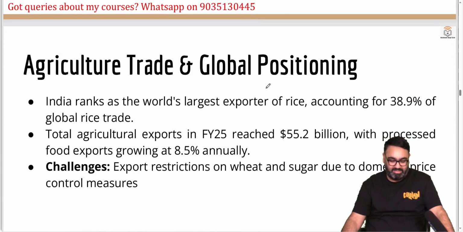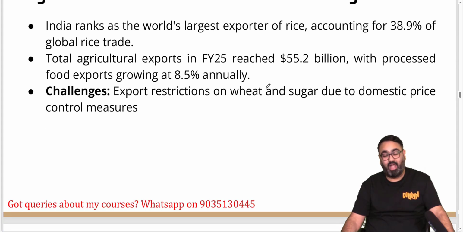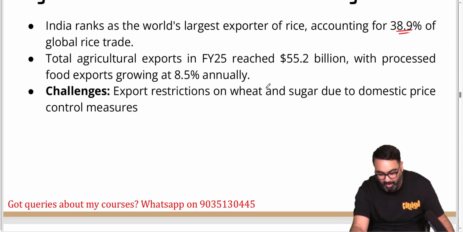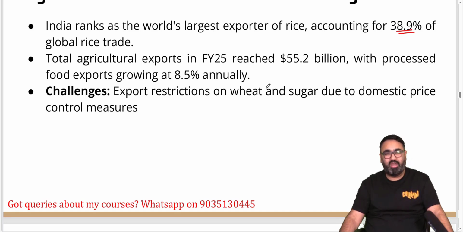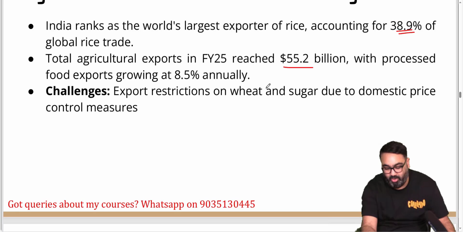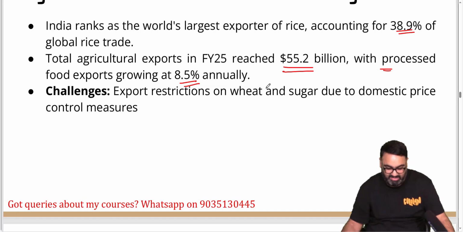The government also is focusing a lot on export. India ranks as the world's largest exporter of rice. About 38.9% of global rice trade happens through India. So it's a very dominating position that we have in terms of rice. Total agriculture export was about $55.2 billion this financial year. And the processed food export is also growing at a very fast pace.